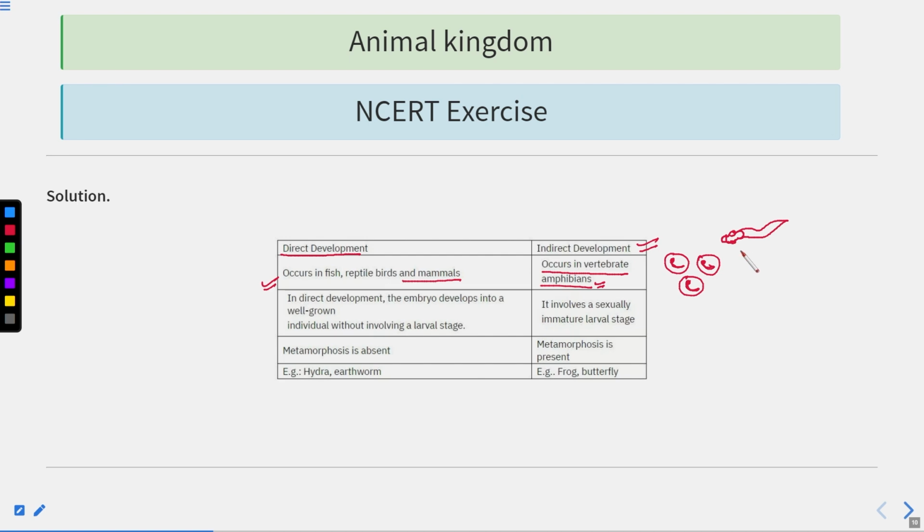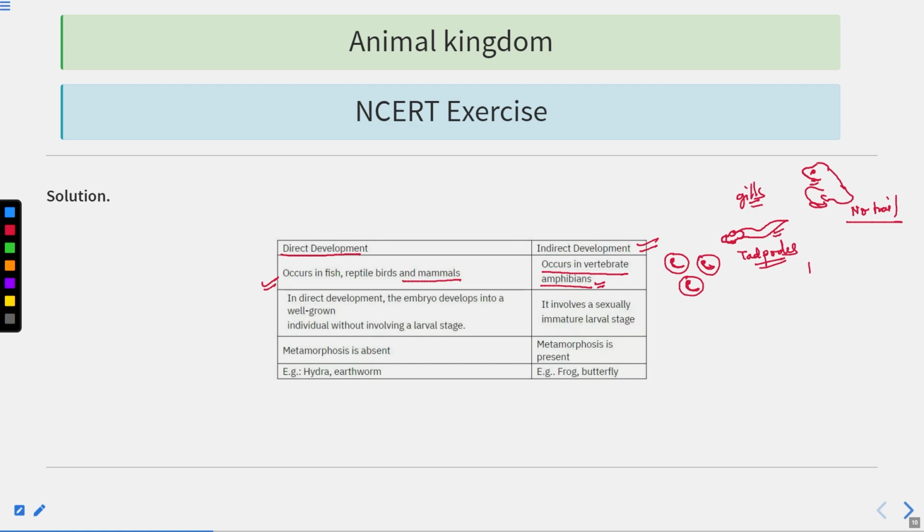Tadpoles. These are the tadpoles. Now tadpoles are very different from the adult frog, because the adult frog does not have any tail, no tail, whereas you can see this tadpole is having a tail. And this tadpole is also having gills, but no gills are found in the adult form of this frog or the amphibians.